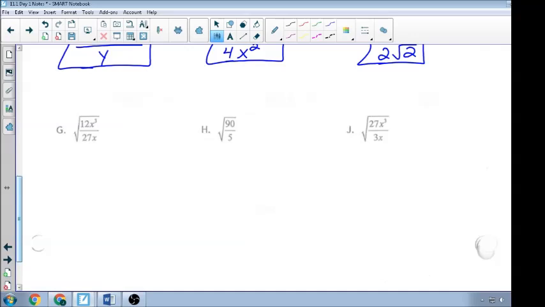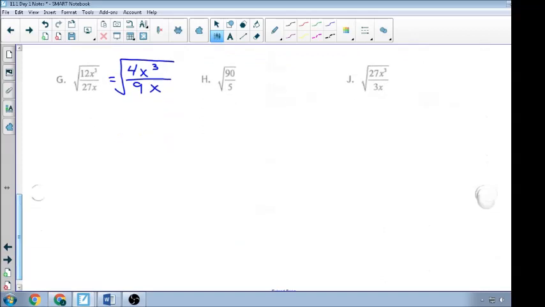Again, with G, 12 and 27 are both divisible by 3. So I can go ahead and change my fraction 12 over 27 into 4x to the third over 9x. All that is still under one square root. We know that we can split our square root up, so I can split it into the square root of 4, the square root of x squared, and the square root of x for my numerator. For my denominator, I can make it the square root of 9 and the square root of x.